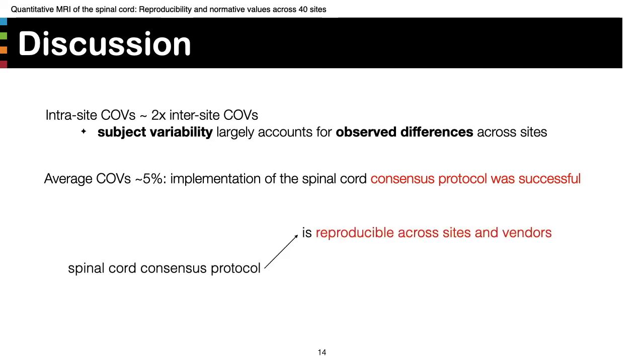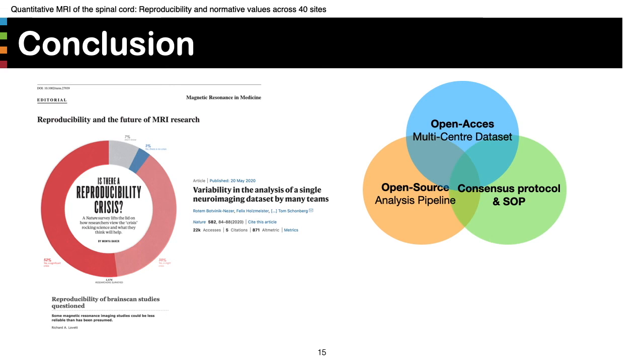So overall, our data show that the spinal cord consensus protocol is reproducible across sites and vendors, and we hope that it can serve as a reference guide for clinicians and researchers that are interested in quantitative spinal cord imaging, but may not have the technical background that's required for protocol optimization. We're living in a time in which many believe that science is experiencing a reproducibility crisis. With our open access, multi-center data set, our open source analysis pipeline, and our publicly available consensus protocol and SOP, we hope that we can enable more transparency and reproducibility, as well as facilitate multi-center quantitative spinal cord MRI studies.